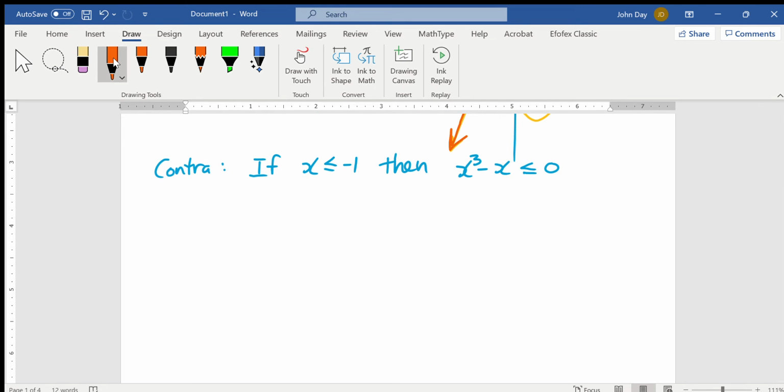So using the contrapositive, let's get a different colour pen there. So x is less than or equal to minus 1 is the given situation, all right? Therefore, x squared will be bigger than or equal to 1. Now, that's not going to be helpful in the long run. So I'm going to say minus x squared is going to be less than or equal to x.